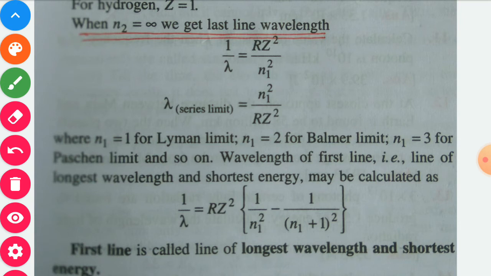Here 1 upon lambda is equal to R Z squared in bracket 1 upon n1 squared minus 1 upon n2 squared. The first line is the line of longest wavelength and shortest energy, and the last line is the line of smallest wavelength and maximum energy. When the last line is present, the wavelength is minimum and the energy is maximum.